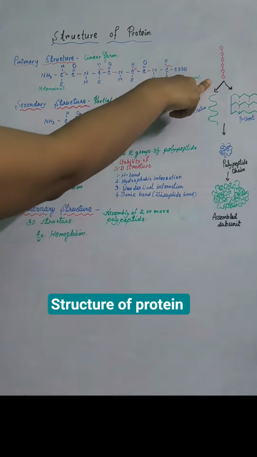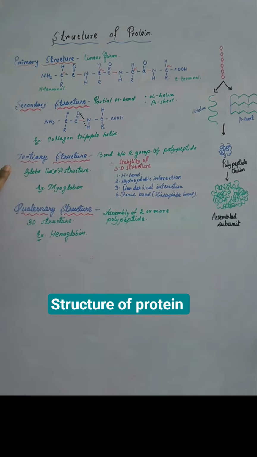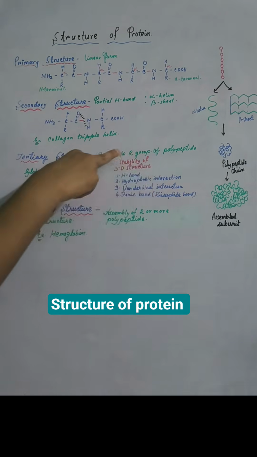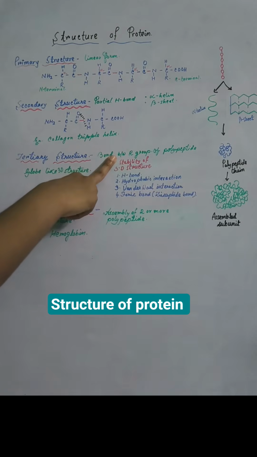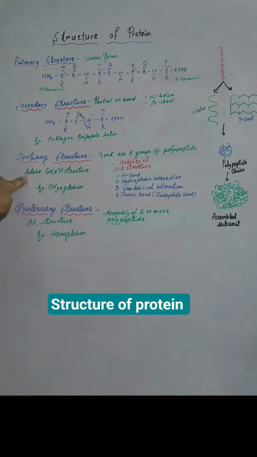Now, this is basically a primary structure. This is the secondary structure, and the next type of structure is a tertiary structure, where in a single polypeptide chain, the R groups form covalent and non-covalent bonds, and therefore form a 3D globe-like structure, and that finally forms a tertiary structure. Here, in the myoglobin molecule, we can see the tertiary structure.